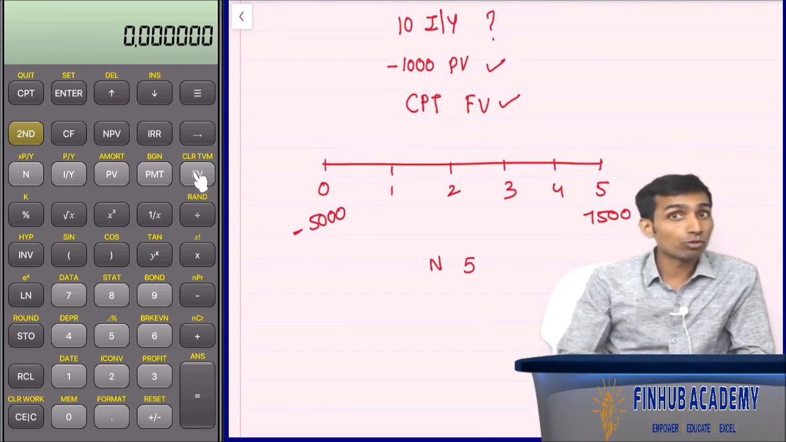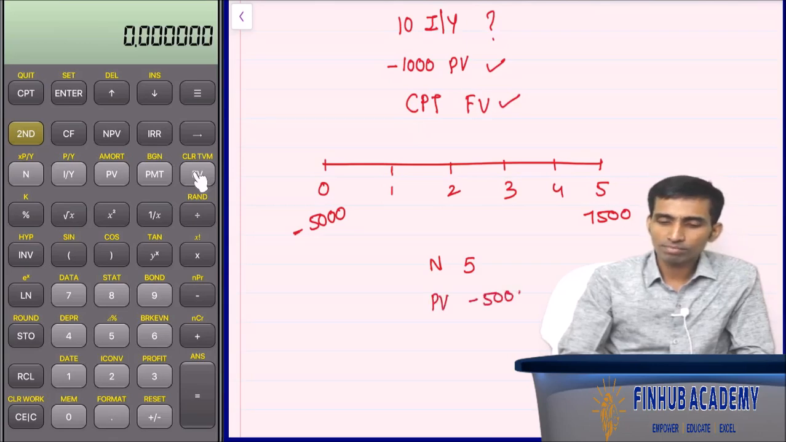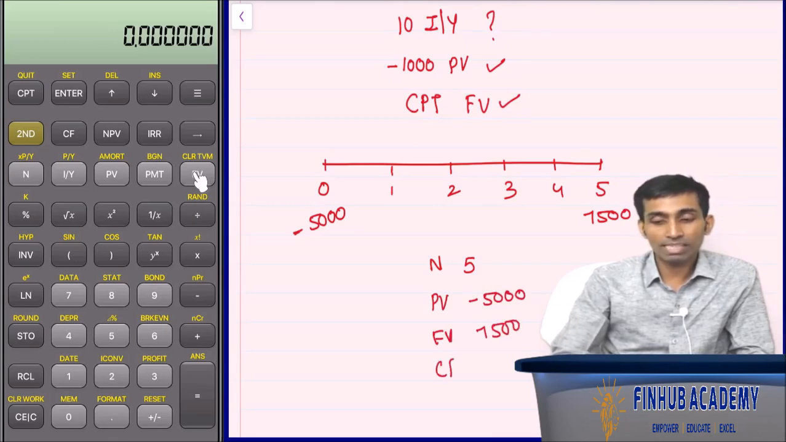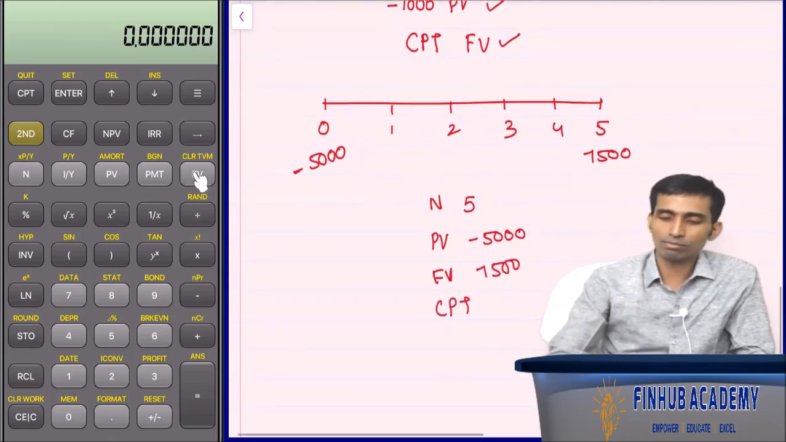I/Y I don't know, I need to calculate the return interest rate. I know my present value is minus 5000, my future value is 7500, and PMT again will be 0. When to use PMT will come later. I/Y, check this.